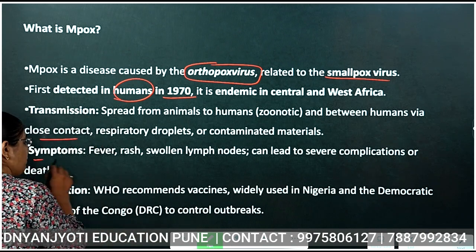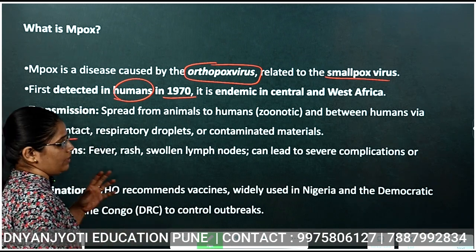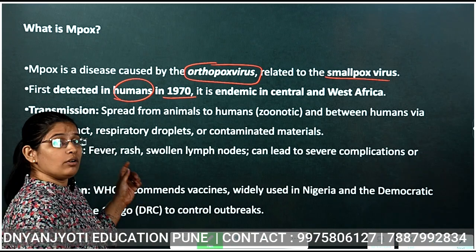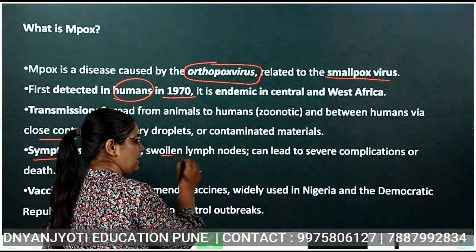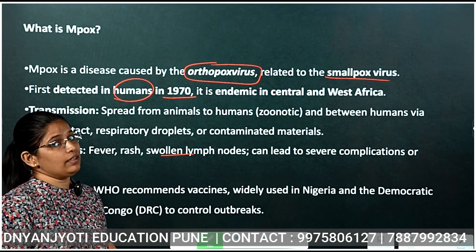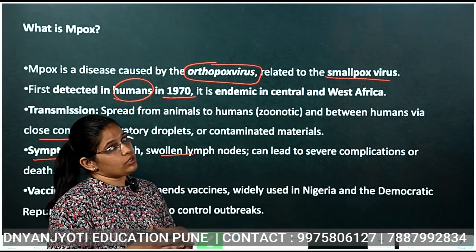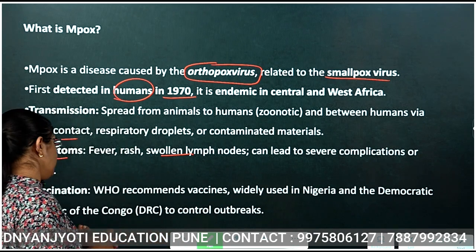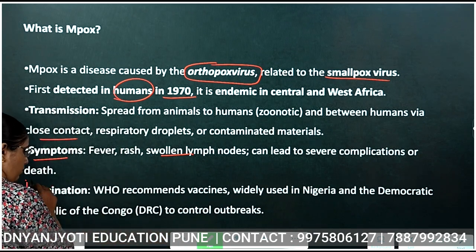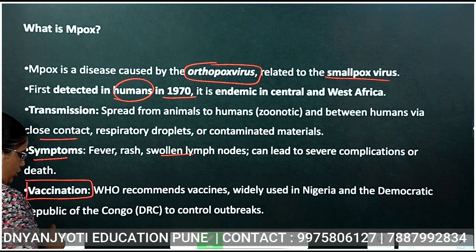Now, symptoms of this disease can be seen in terms of fever, rash, and swollen limbs and lymph nodes, and there can be certain severe complications also associated with this disease. Now comes the important part of vaccination.